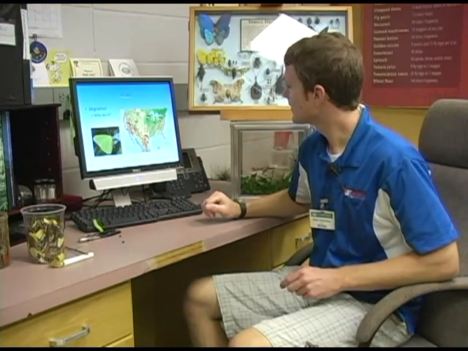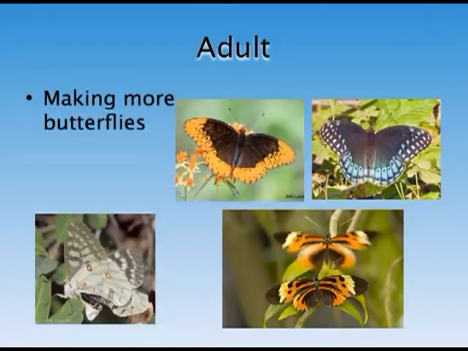So what else can you do if you're not going to migrate and you're going to stay in the area? Well, if it's cold and you don't have any food, you can sort of hibernate like a bear. A lot of insects will actually go through a sort of hibernation-like state until conditions improve and they have what they need to survive.